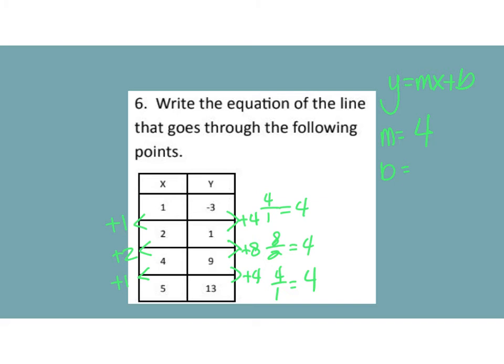Now we need to find the y-intercept. I'm going to use a point, and I'm actually going to use this one. I'm going to use (2, 1). The reason why is because they're positive. Why would I want to torture myself by using that first one, which has a -3?